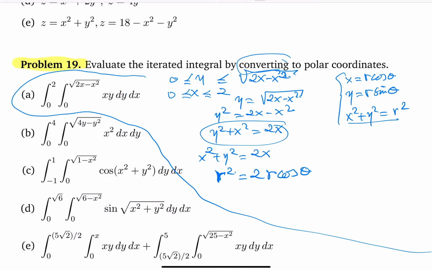So then I can cancel out the r. I have r is equal to 2 cosine theta. And since it's positive, the variation of r is between 0 and 2 cosine theta. That's all I need. Please copy it, and I have to erase this one. I need more space. Okay, let's move on.